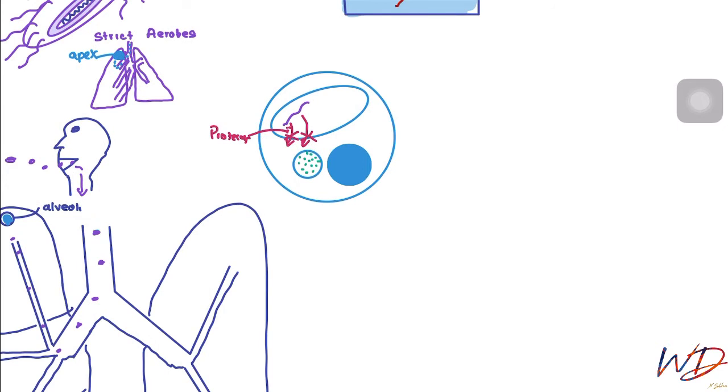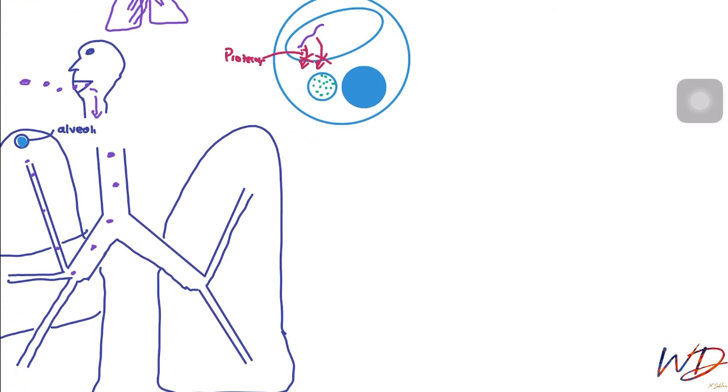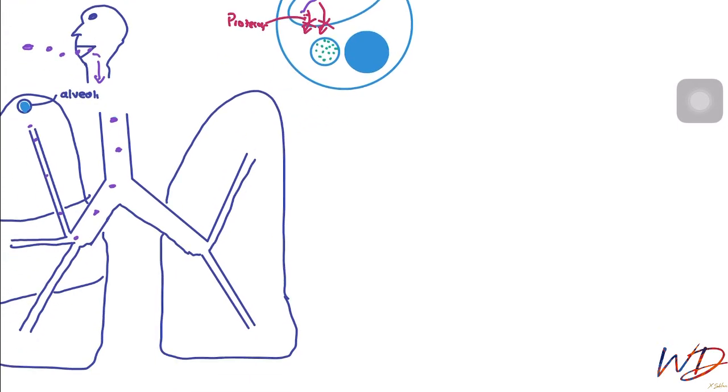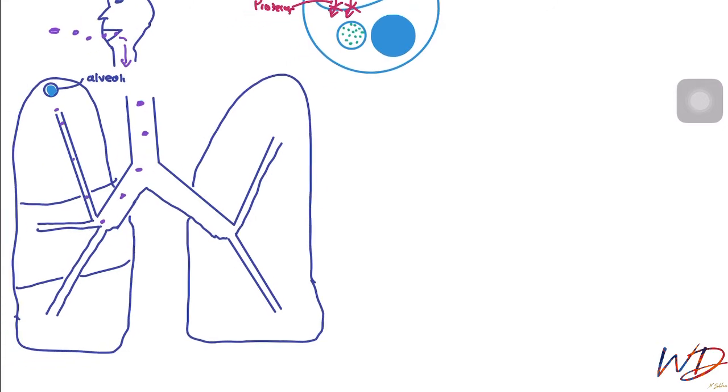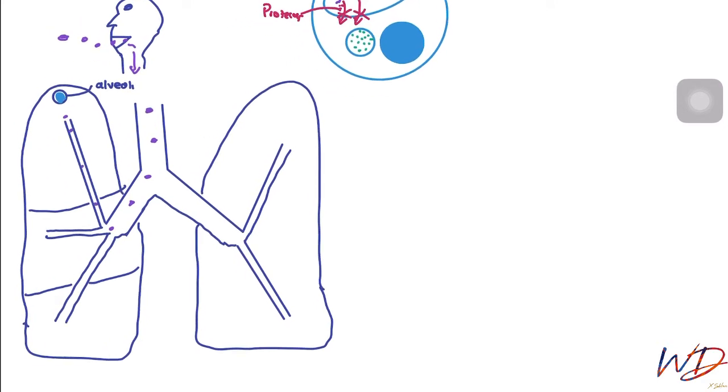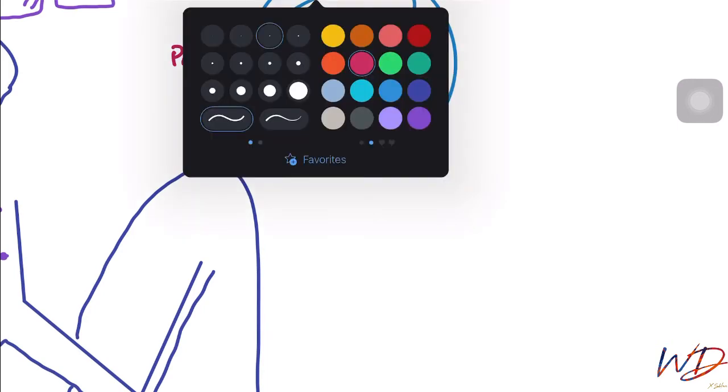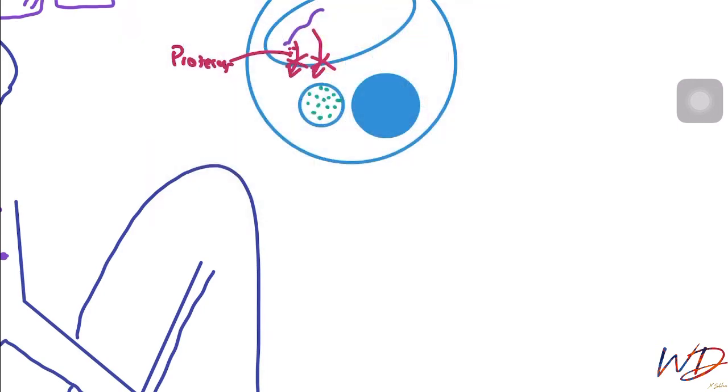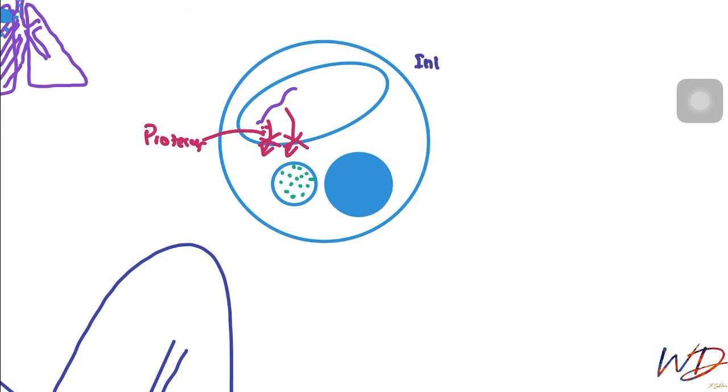There is another mechanism. It inhibits a receptor called NRAMP1, natural resistance associated macrophage protein 1. So it inhibits that, which will stop the binding of the lysosome with this.